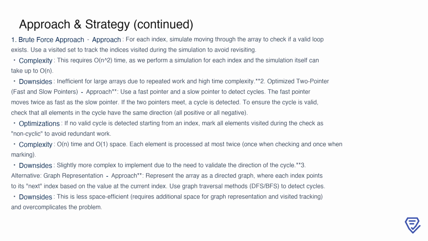Finally, there's an alternative approach using graph representation. Here, we treat the array as a directed graph, where each index points to its next index based on the array's values. We can then use graph traversal techniques like DFS or BFS to detect cycles. However, this approach is less space efficient due to the additional memory required for graph representation and visited tracking, and it introduces unnecessary complexity for this specific problem.